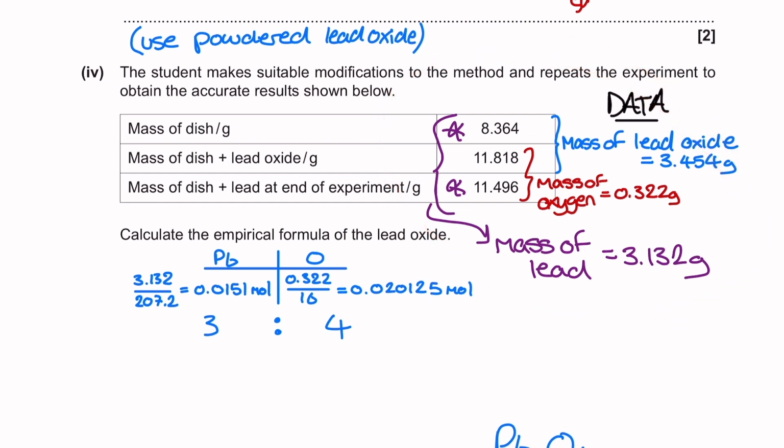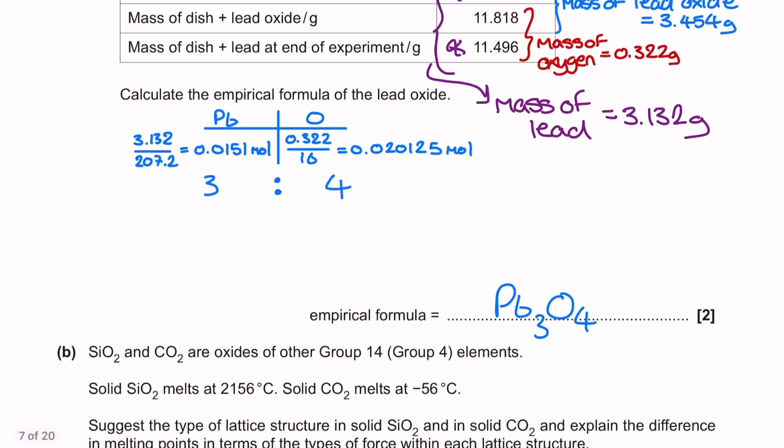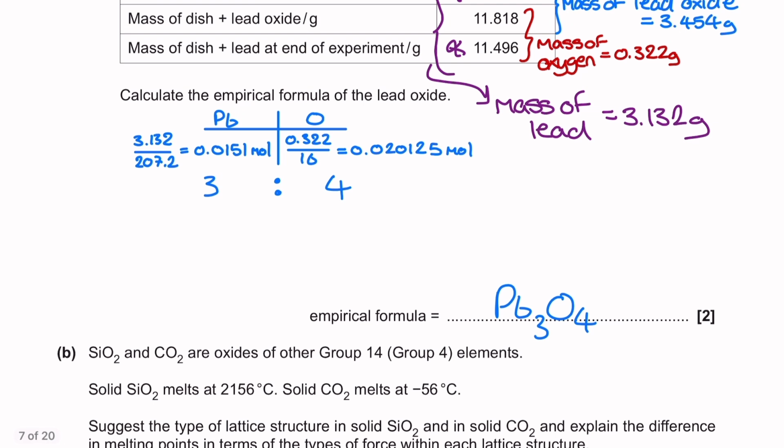The top 2 numbers can be used to get the mass of the lead oxide. The bottom 2 numbers can be used to get the mass of oxygen, which you might not have considered. And the purple one, so the top and the bottom one just here, can actually be used to get the mass of the lead. So we've got loads of information here from the data table, which only contained 3 values to begin with. Calculate the empirical formula of the lead oxide.